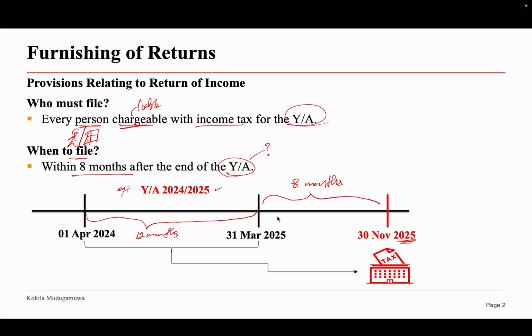When it comes to year of assessment 25-26, you can easily convert this by adding 8 months. Then for the 25-26 tax year, it would be 30th November 2026. Likewise, you can adjust for whichever year you are focusing on. As per the Inland Revenue Act, you can add another 8 months, then you can see the due date. 30th November is the due date for each year.